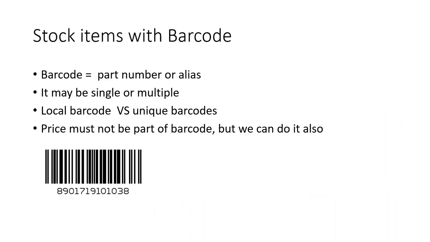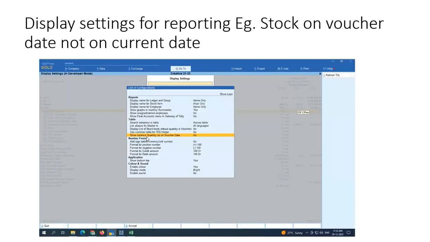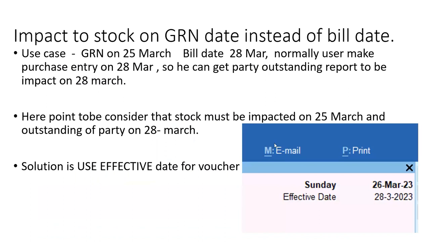Then you saw the barcode concept. Barcode does not have any price or any MRP, so you have to maintain that as per the previous session, previous slide. And unique barcode and local barcode we have understood. Then the display concept is also understood. Then effective date and accounting date may be different. You can use these types of criteria.